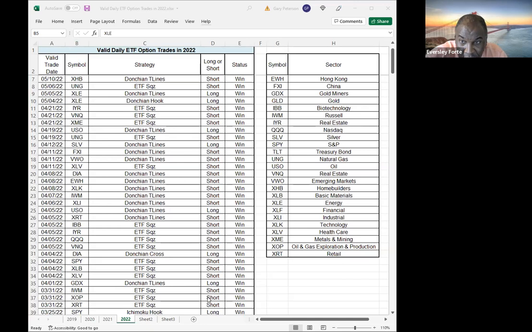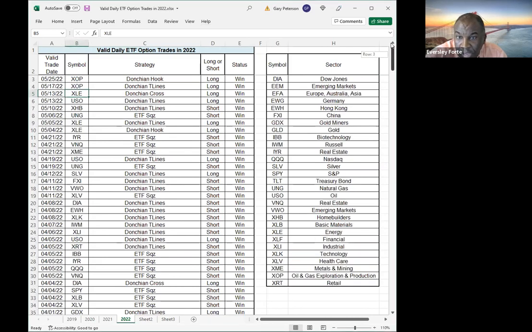Also, the spreadsheet list of trades for the last couple of years. So these are the trades for 2022 over the last couple of months. These are closed trades through the end of May. At the end of June, Becky will update this list for closed trades through the end of June. So she updates this at the end of each month.